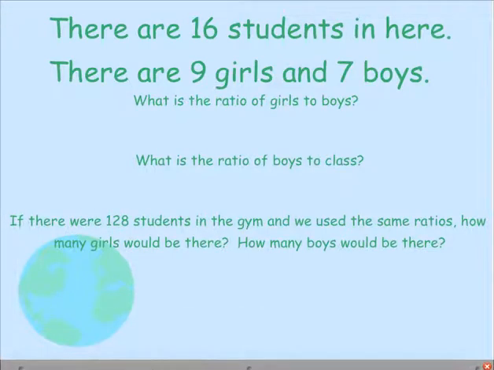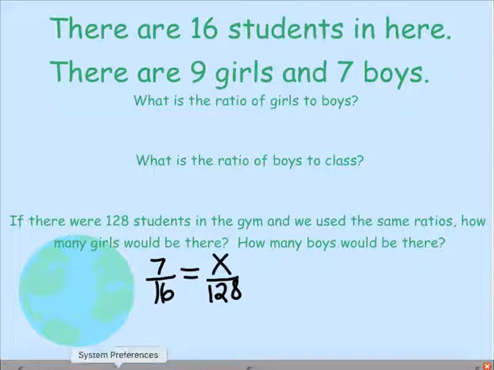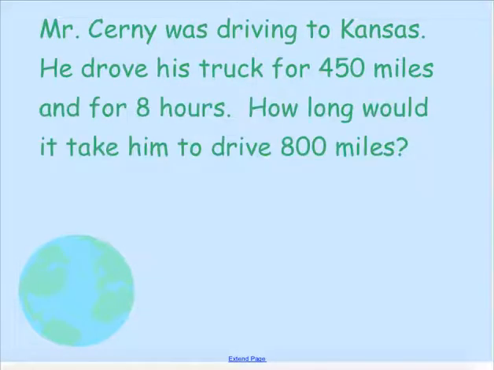And what we're really doing is setting up a proportion, saying, okay, if there are 7 out of 16 boys, that needs to equal a certain amount of boys out of the total. And I could cross multiply and solve or see the relationship between 16 and 128. And I could do the same with the girls. 9 over 16 is equal to x over 128.